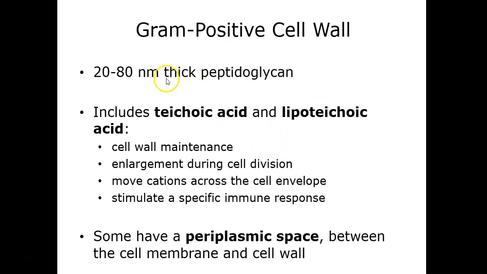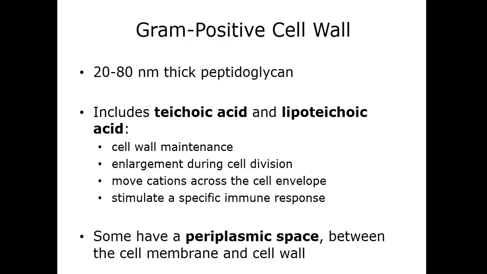So we already mentioned it's a very thick layer of peptidoglycan when we're talking about the gram positive cell wall. Unlike the gram negatives, they include this teichoic and lipoteichoic acid, which is going to help for not only maintenance of the cell wall, but also for things like enlargement during cell division. They help to move cations, positively charged molecules, across the cell envelope, and they can also stimulate an immune response. So they do have multiple functions in terms of a maintenance role for the gram positive cell.